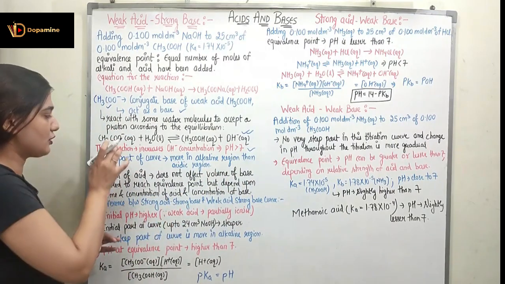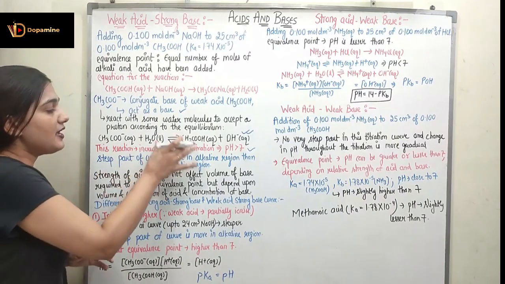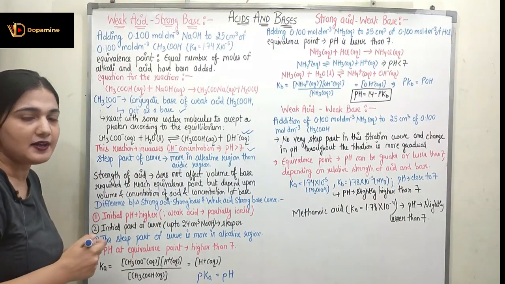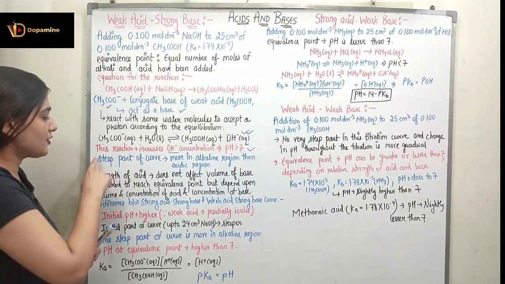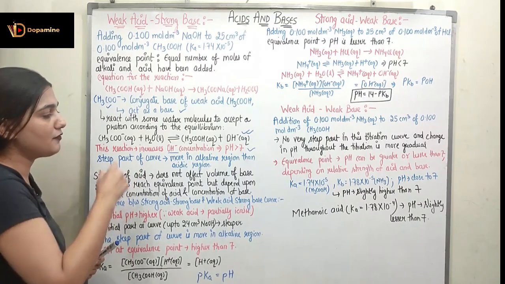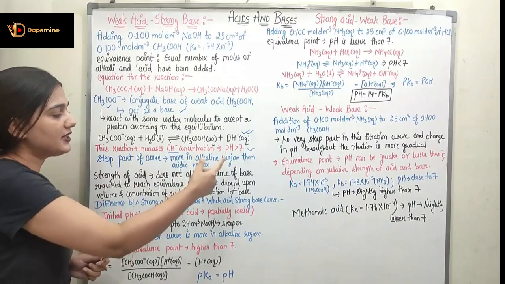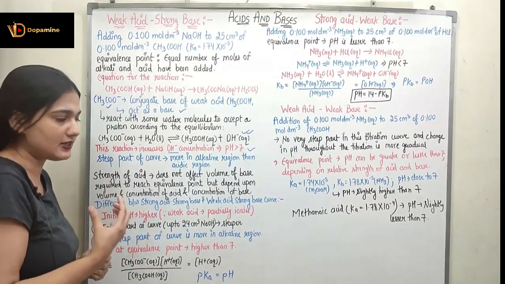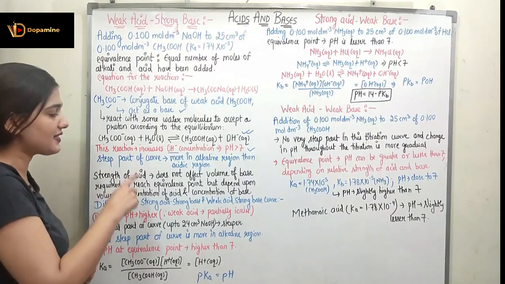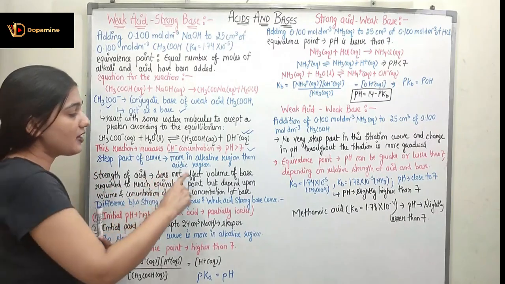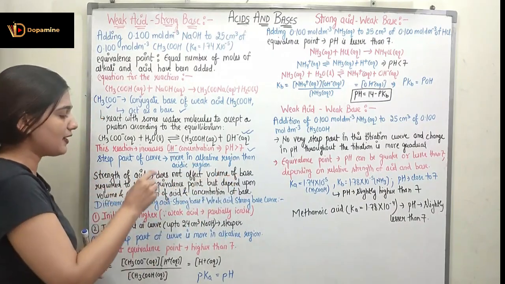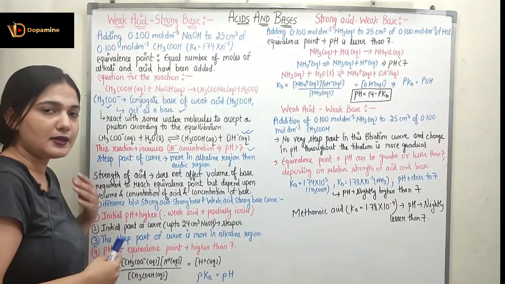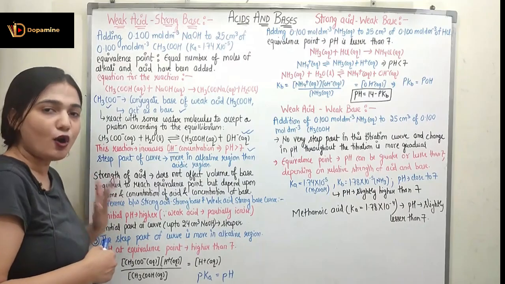I hope you understood this concept. This reaction will increase the OH negative ion concentration, and the pH will be greater than 7 because it will be acting like a base. So the steep part of the curve will be more in the alkaline region than the acidic region because I have more OH negative ions. Now, the strength of the acid does not affect the volume of the base required to reach the equivalence point, right? So I don't depend upon the strength of the acid.